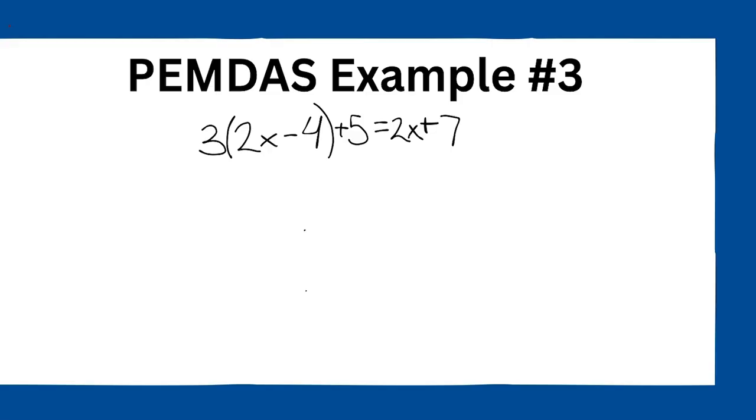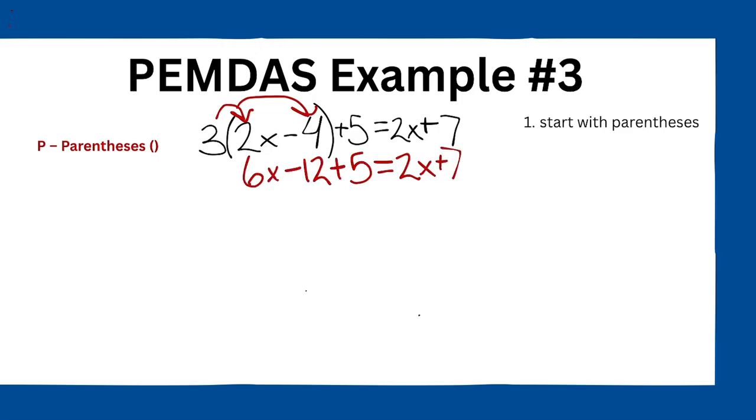So let's start off. P. Let's start with parentheses. I see 3, and inside the parentheses I say 2x minus 4 plus 5. Now on the other side of the equation I have 2x plus 7. So starting on the left side, I see parentheses. To do that, I'm going to distribute that 3 to the 2x and the 4. When I do this, I get 6x minus 12 plus 5 equals 2x plus 7.